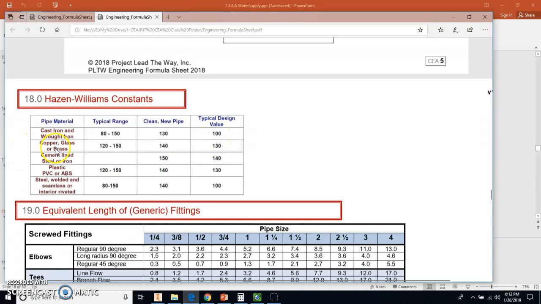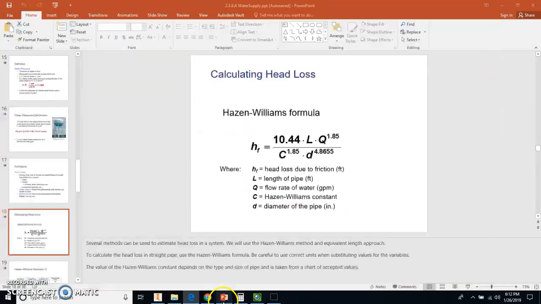You can also have copper or glass or brass piping. You can have cement lined pipes and all these different kinds of pipes. And they all have different, or well, these two are the same. But anyways, this is where the C comes from in this formula. And then that is times the diameter of the pipe raised to the 4.8655 power.